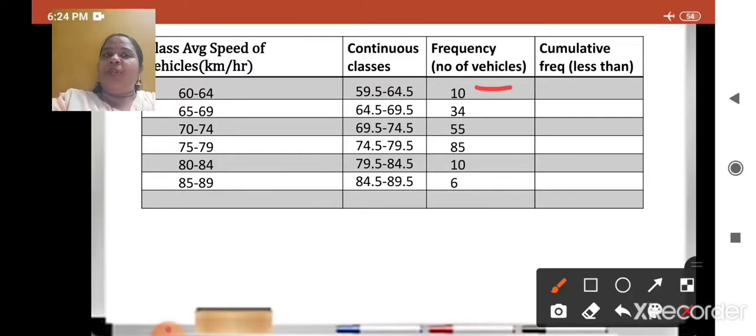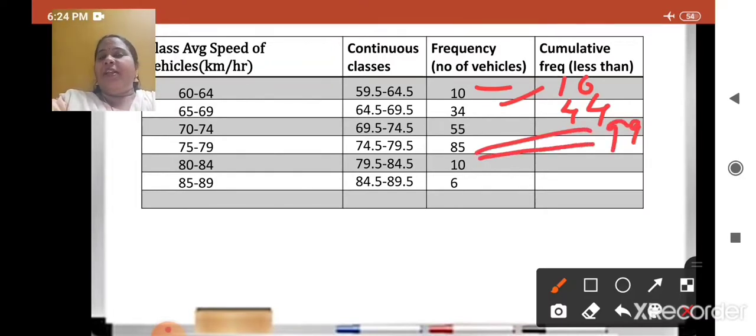How to find cumulative frequency, less than type. The first one is written as it is, 10. Then you need to add diagonally. 10 plus 34 is how much? 44. 44 plus 55 is how much? 99. Like this you need to add diagonally and get the answer.